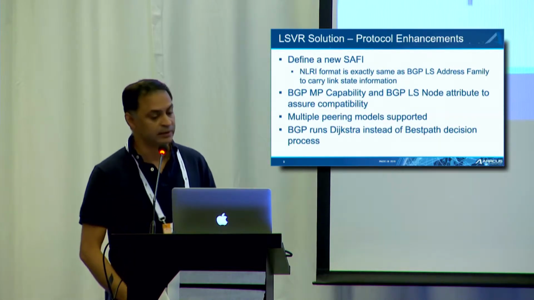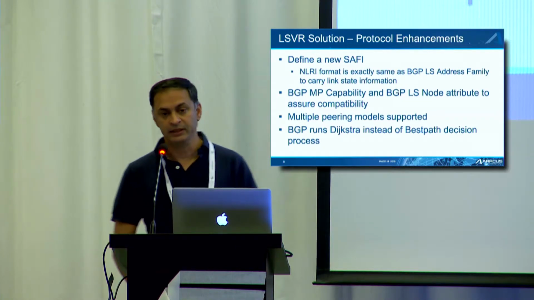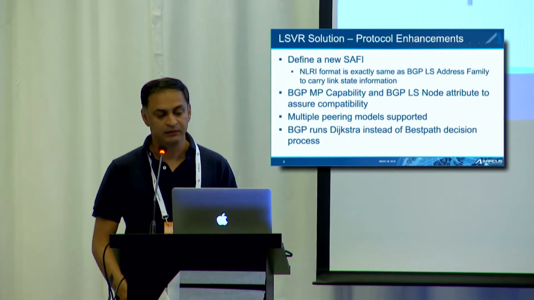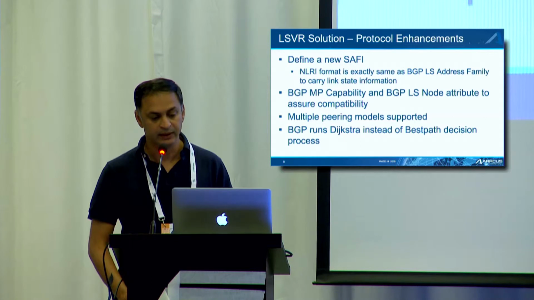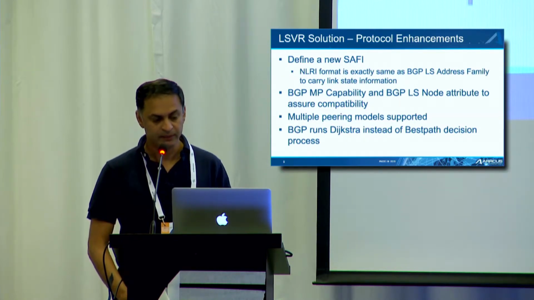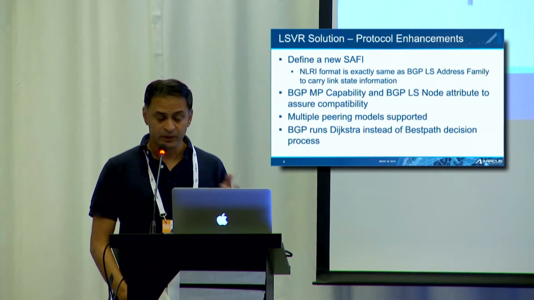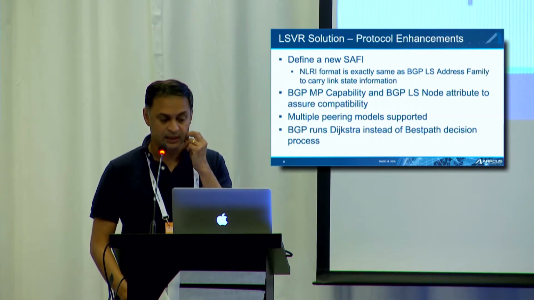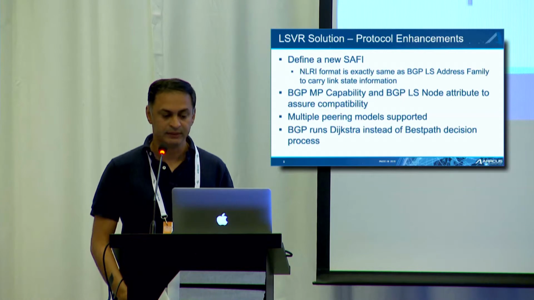So then there's a little bit about the protocol here. It's a new SAFI within BGP. Of course, it supports new capability and a new node attribute to assure compatibility. Supports multiple peering models, as I talked about. And last but not the least, it replaces best path decision process with Dijkstra.